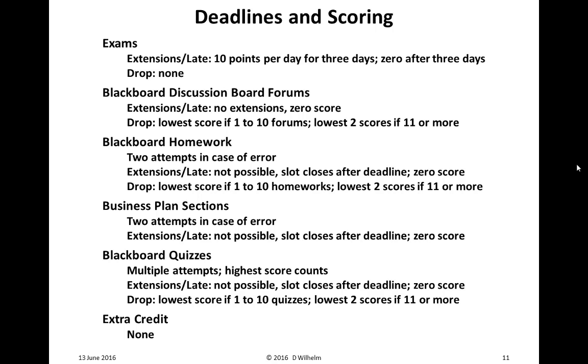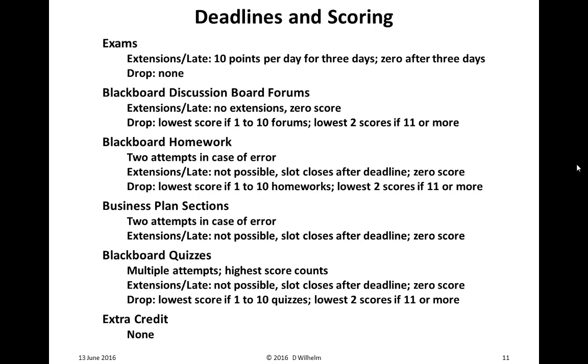Discussion board forums, no extension, 0 score late. I do drop the lowest score if 1 to 10, lowest 2 scores if 11 or more. Blackboard homework, you get 2 attempts. The reason for that is sometimes people turn in the blank or something else. So in case you turn in the wrong thing, you have a second shot. No late extensions. Slot closes after the deadline. Drop the lowest if 1 to 10, the 2 lowest if 11 or more.